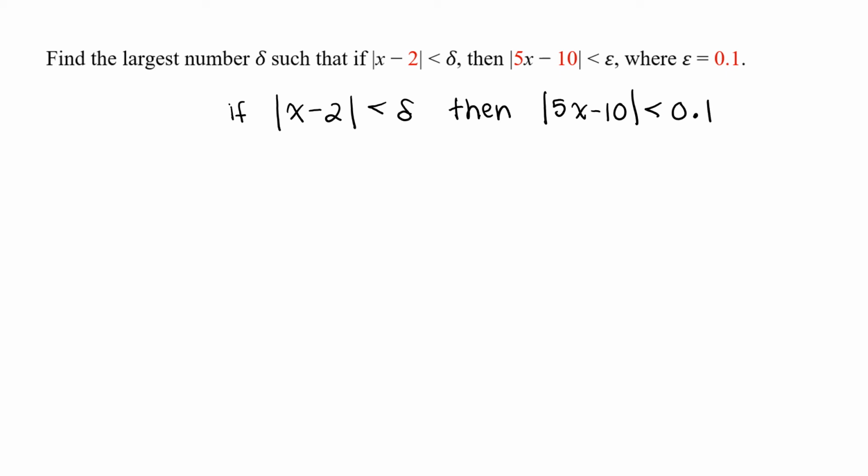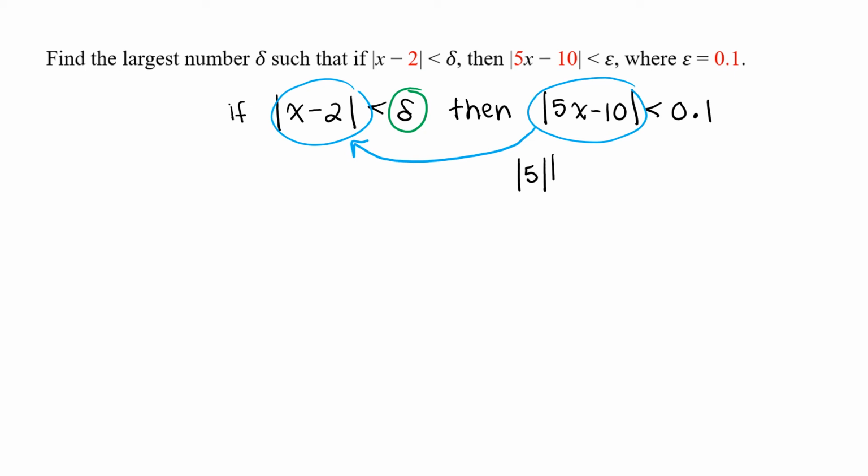So we're trying to manipulate this so that it looks like the absolute value of x minus 2, so that we can figure out a good number for delta. So 5x and negative 10 have a common factor of 5, so we can factor out that 5. So we have the absolute value of 5 times the quantity x minus 2 is less than 0.1. So we have 5 times the absolute value of x minus 2 is less than 0.1.